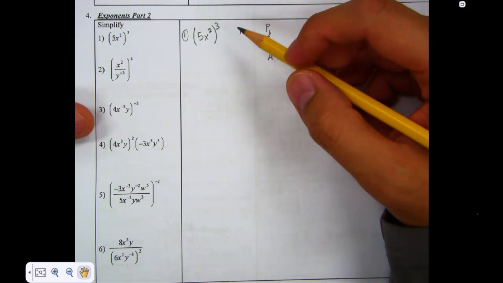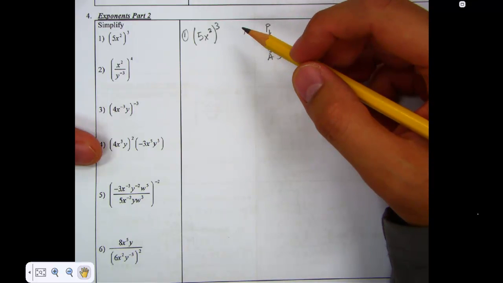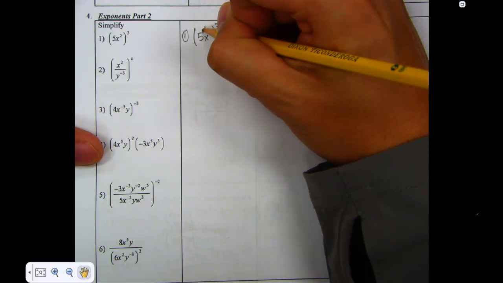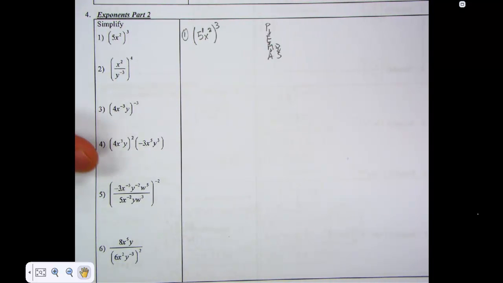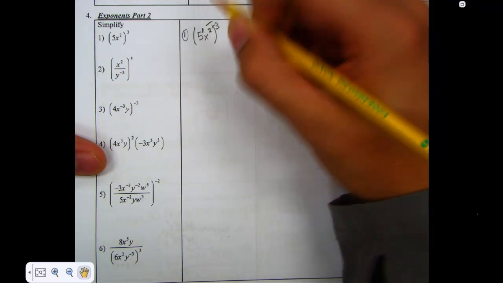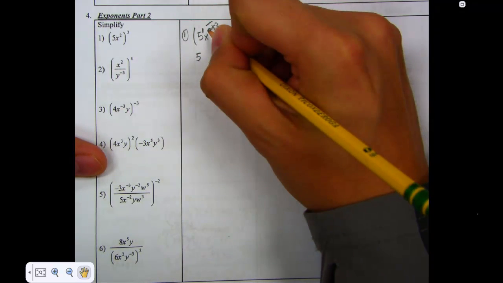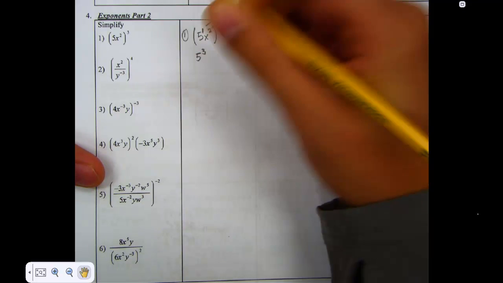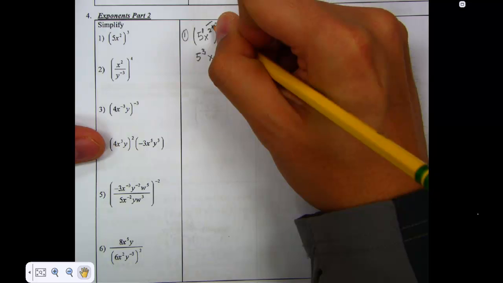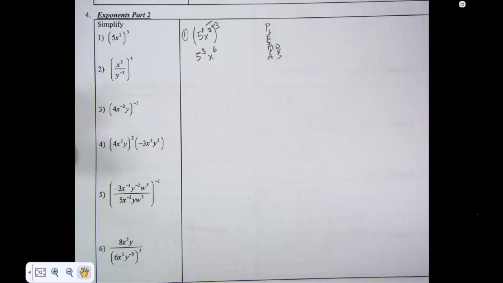Now the thing is, we're missing an exponent here. I'm going to go ahead and fill it out. There's a 1 missing here for the exponent of 5. So now that I filled it out, I can multiply. So I'm going to get 5, 1 times 3 is 3, x, 2 times 3 is 6.